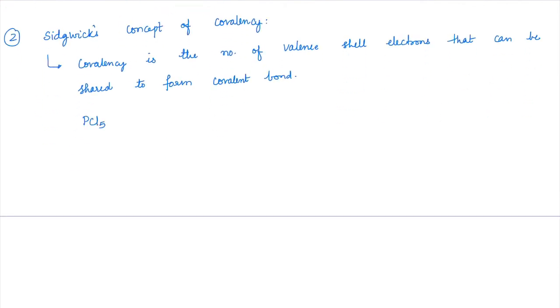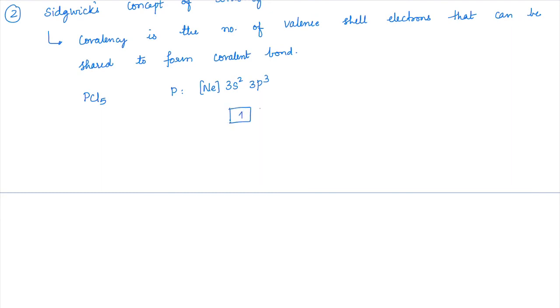Like in the case of PCl5, the configuration of phosphorus is neon 3s2 3p3, correct? To form the covalent bond, it has to make all of them single electrons. So this is 3d, 3p, and 3s. One of the electrons must be promoted to d so that everything becomes single. Hence the covalency is 5. To show the covalency, you need to make all the valence electrons into unpaired electrons, and accordingly you will see there are 5 unpaired electrons. Hence the covalency of phosphorus in PCl5 is 5. Okay, I think that is clear now.